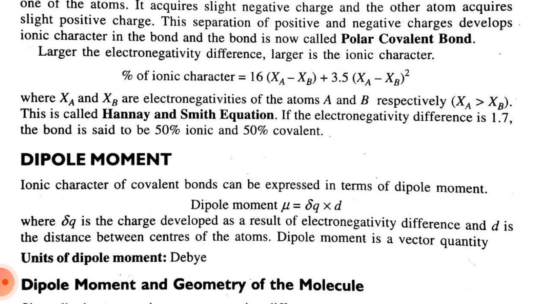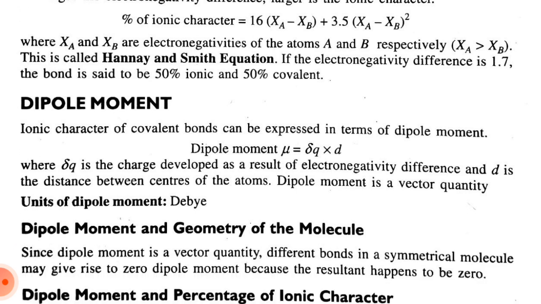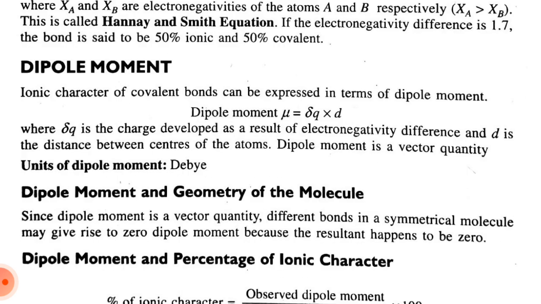Percentage of ionic character is equal to 16(xA minus xB) plus 3.5(xA minus xB) squared, where xA and xB are electronegativities of the atoms A and B respectively, and xA is greater than xB. This is called the Hannay and Smith equation. If the electronegativity difference is 1.7, the bond is said to be 50% ionic and 50% covalent.